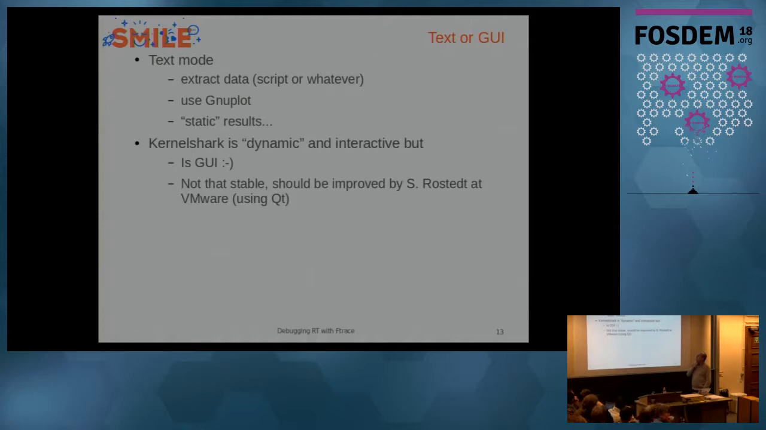For the text mode, you have to extract data. You can use gnuplot, and you have static results. But gnuplot is very powerful. KernelShark is dynamic and interactive, but it's a GUI and is not that stable. As I said, it should be improved by Steven.